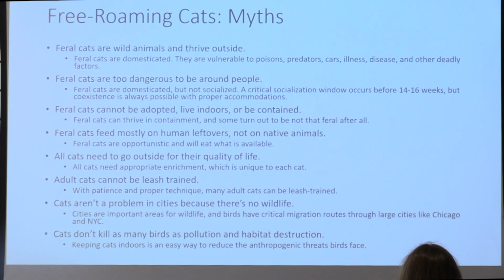And then finally, cats don't kill as many birds as pollution and habitat destruction, which means that we don't need to worry about it. It can be true. I mean, cats might not kill as many birds as just the damage that we're wreaking on all these different species from polluting our environment, from destroying habitat. However, it's one aspect that we can control as individuals, that we can make a difference with. By keeping our cats inside, even if it's just a little bit, we can reduce how much pressure is put on some of these more endangered or threatened species.